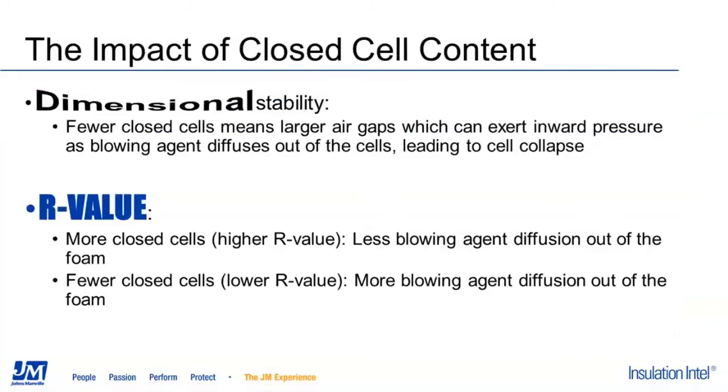Additionally, fewer closed cells means that there are larger air gaps, which can exert inward pressure as the blowing agent diffuses out of the cells, leading the cells to collapse and negatively impact the dimensional stability. In the field, this can look like a foam sample shrinking and potentially detaching from the substrates and framing members. We'll talk more about this later. Finally, R value will be negatively impacted as blowing agent diffuses out of the cells. With the blowing agent no longer intact, providing heat flow resistance in the foam, lower R values could be expected with lower closed cell content.